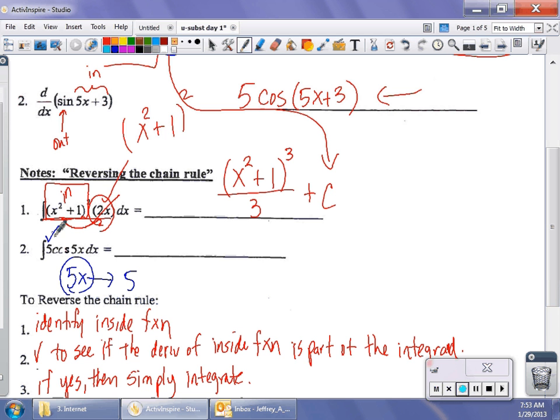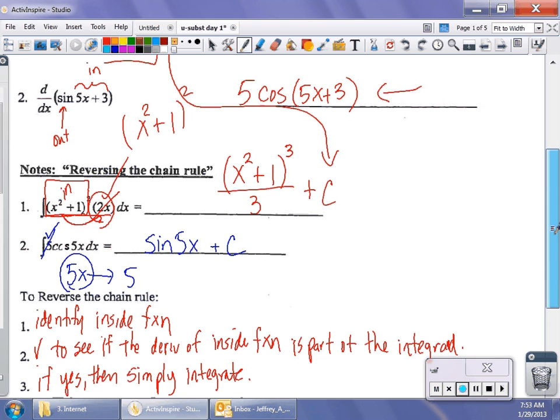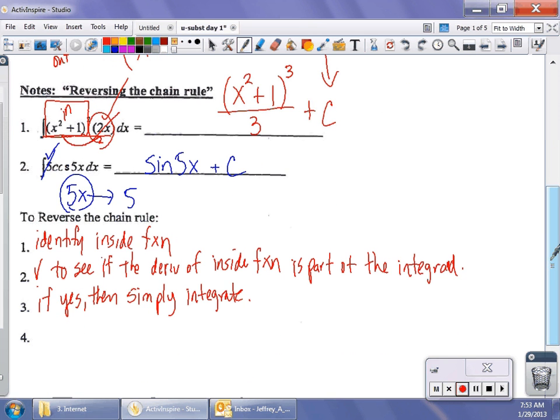Once it's there, we basically ignore the derivative of the inside, since we know it's there. We reverse the chain rule, so we're going to find the antiderivative of cosine, which is sine of the angle plus c, which takes us back to our original function. Now this process works. Oh, we didn't finish. This process works whenever the derivative of the inside function is part of the integrand.